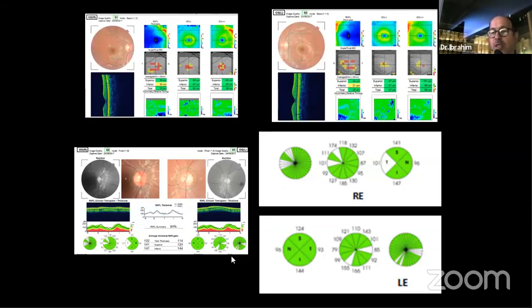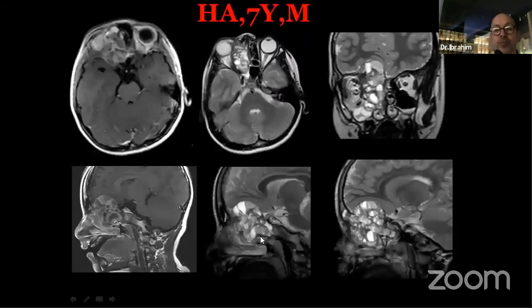This was his OCT. The optic nerve is still good. There are no red areas in the optic disc. We have most of this. Yes, I did not include this. So these are his images.